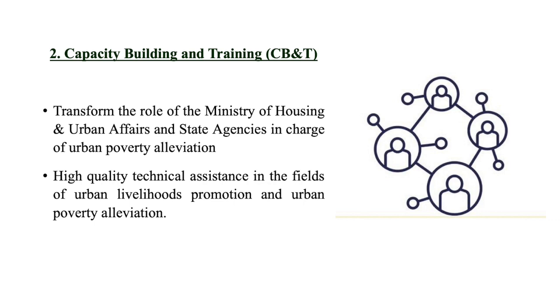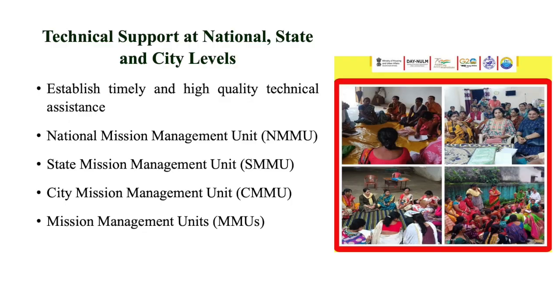Next component, which is capacity building and training. The key objective of this component is to transform the role of the Ministry of Housing and Urban Affairs and state agencies in charge of urban poverty alleviation into providers of high quality technical assistance in the fields of urban livelihood promotion and urban poverty alleviation. As part of this capacity building, there will be technical support at national, state, and city levels. The objective of this subcomponent is to establish timely and high quality technical assistance at central, state, and city levels to roll out the implementation of this mission.